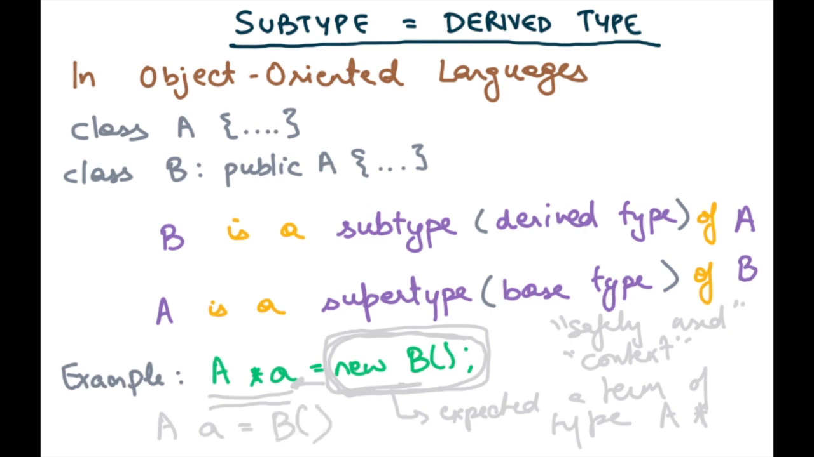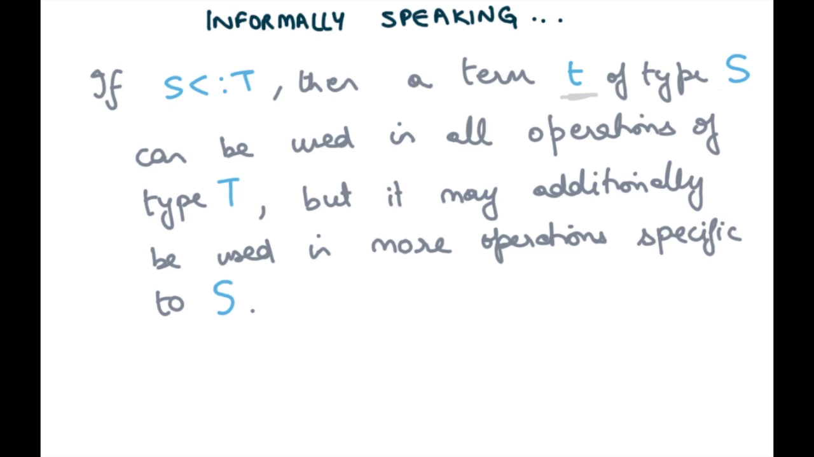All right. So the subtyping relation has two keywords here, which is what I mean by context and what I mean by safely used, and the programming language will specify what it means. For example, here in C++, it means that it needs to be a pointer context, and it can be safely used in these ways, etc. So informally speaking, if S is a subtype of T, then a term small t of type S can be used in all operations of type T. Notice that small t is of type S, yet it can be used in all operations of type T because capital S is a subtype of capital T. But it may additionally be used in more operations specific to S because it is of type S, so it can be used in more operations which are specific to type S in addition to all operations that are acceptable for type T.